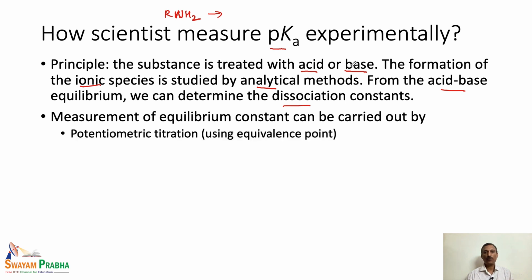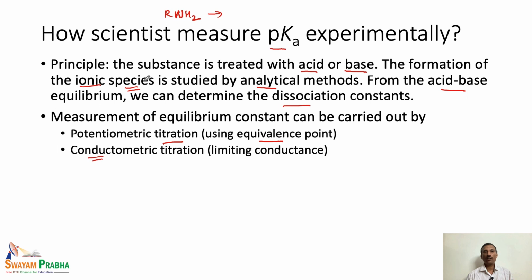The measurement of the equilibrium constant can be carried out using potentiometric titration. This is a very old method, people generally used to use this. Here we are using the equivalence point for determining the pKa of that particular species. And we can also do conductometric titration, because in conductometric titrations we are using ionic species. Ions will have conductivity, so we can use conductometric titration to study the formation of the ionic species. Here we use the limiting conductance of the species that is formed, and based on that we can calculate the equilibrium constant, and once we know the equilibrium constant, we can calculate the pKa. And we can also use spectroscopic methods.